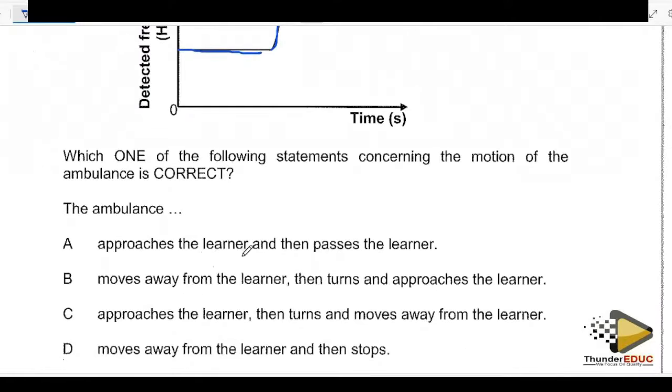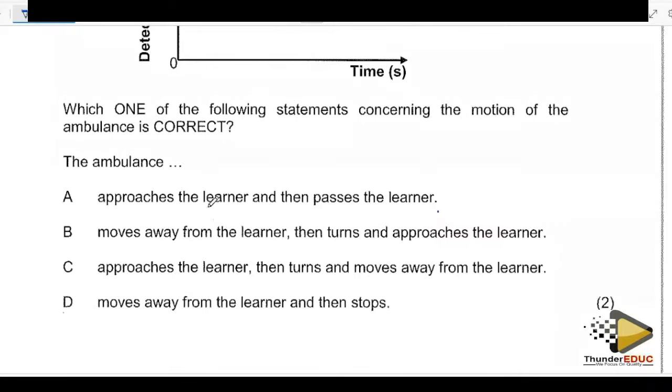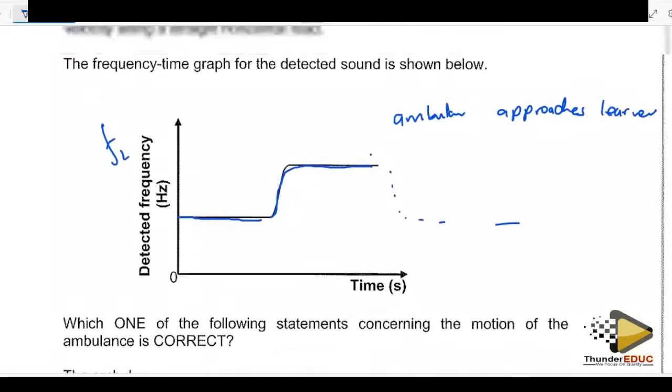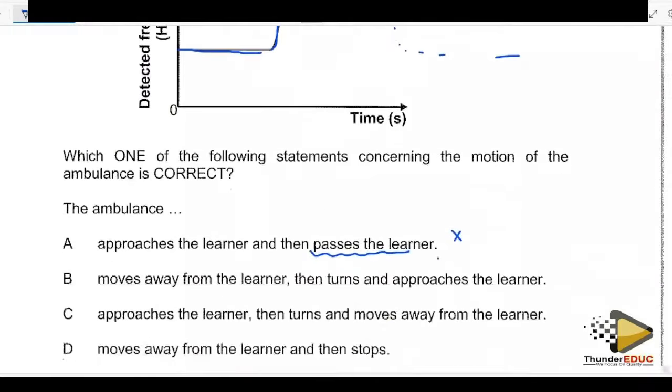Option A: the ambulance approaches the learner and then passes the learner. If it's approaching and then passes, then we'll have another section where the frequency drops again. It's either approaching or leaving. So because of this last statement, I'm nullifying A for now. Then let's look at the second option: it moves away from the learner and then turns and approaches the learner.